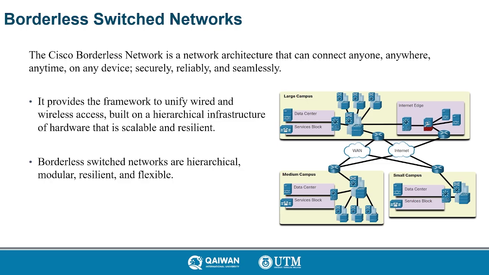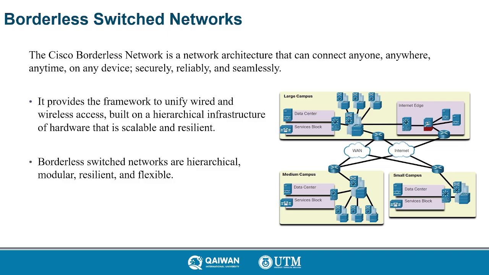You see, there's a point here, borderless switched networks. The Cisco borderless network is a network architecture that connects anyone, anywhere, anytime, on any device. Of course, these three are very important: securely, reliably, seamlessly. Seamlessly means smoothly, so there would be no problem. Reliably, that you can trust it and you will not have any problem with the connection. And securely means that the data is somehow protected.